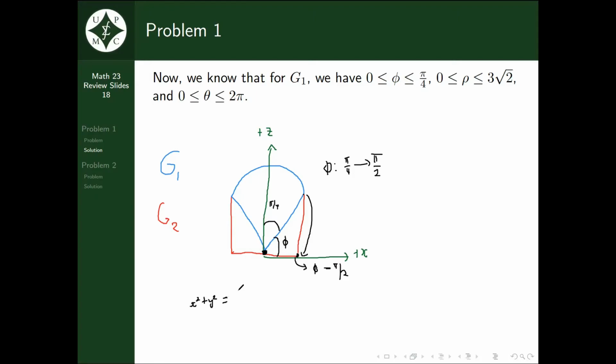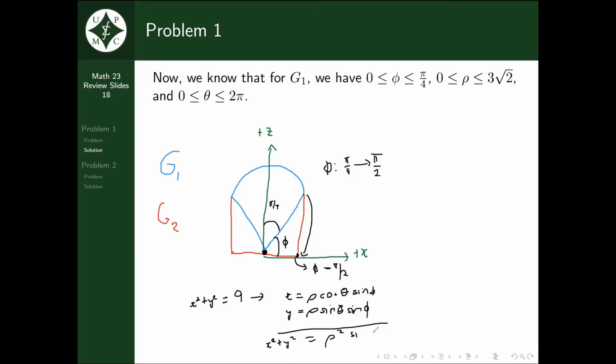x squared plus y squared is equal to 9. So what we have to do is convert this into spherical. So we just have to remember what x is equal to in spherical. x is just equal to rho cosine theta sine phi, and then y is equal to rho sine theta sine phi. So if we square both of these and then add them, you can check that we'll get x squared plus y squared is equal to rho squared sine squared phi.